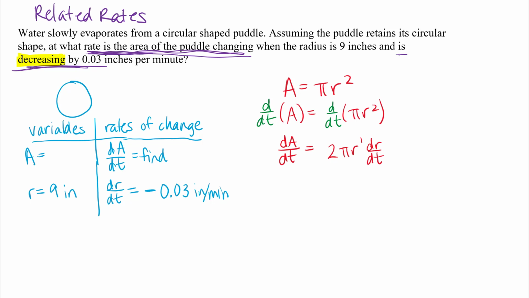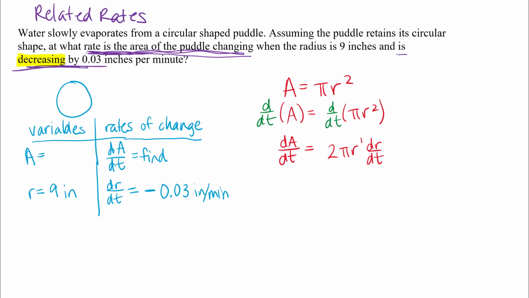Okay, so the first 3 steps that I listed were: organize the information in a table and draw a picture. We did that. Find an equation that relates the variables. That was our A equals pi r squared. And then differentiate implicitly with respect to time. So we've done those first 3 steps in those suggested steps.